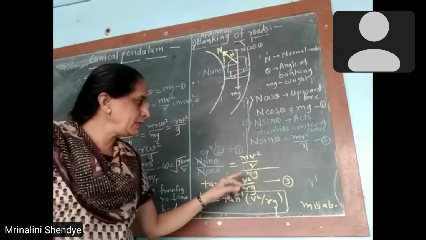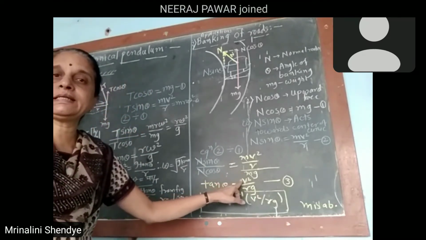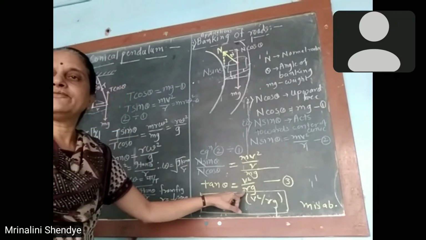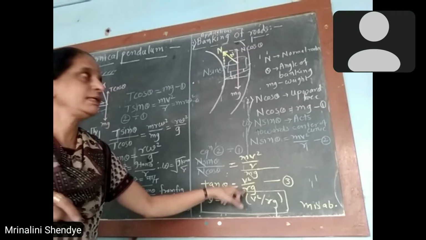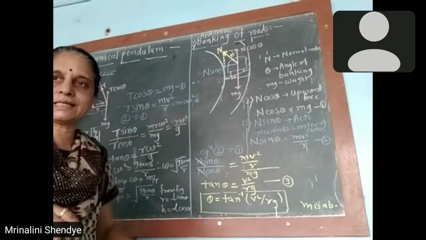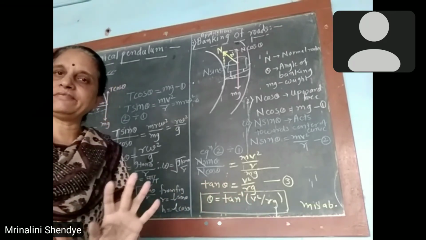What is the meaning of v square? It is the speed required for that vehicle. Secondly, what is the meaning of r? That is the radius which is calculated from the center. g is the gravitational acceleration.